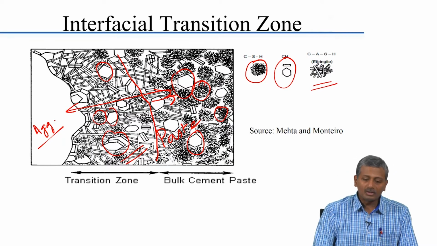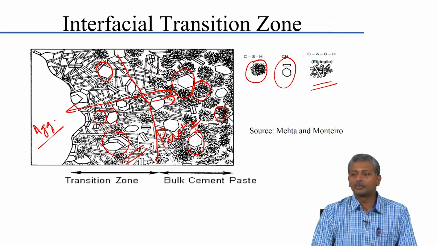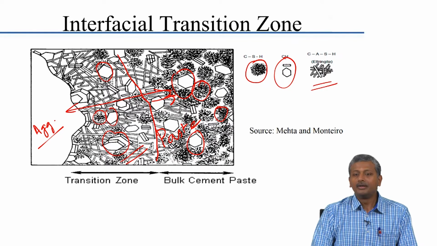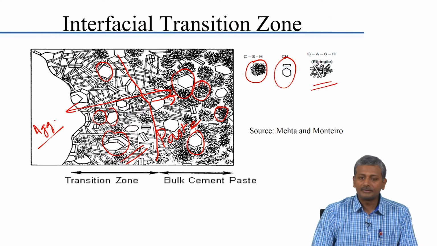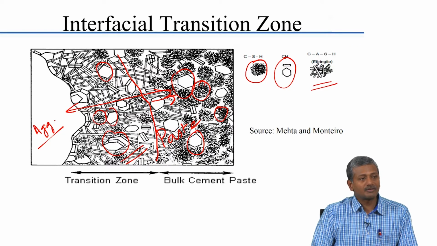Now, what factors do you think will contribute to the interfacial transition zone? What factors will contribute? The size of the aggregate may contribute, yes. Shape of the aggregate. Shape of the aggregate, in what way? If the surface area is large, you may get more ITZ, you are saying. Yes. Okay. Any other? Water cement ratio, why would that affect? More water, larger film near the aggregates.